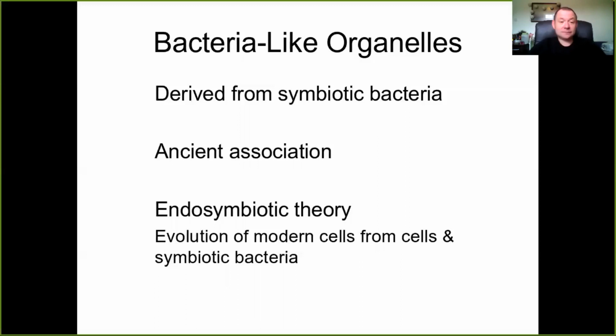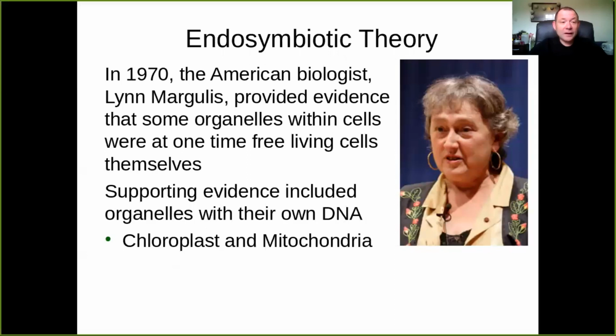Symbiotic theory: as an ancient association, eukaryotic cells are symbiotic organisms, a combination of archaea and prokaryotes. So endosymbiotic theory is the evolution of modern cells from cells and symbiotic bacteria. It was in 1970 that the American biologist Lynn Margulis provided evidence that some organelles within cells were at one time free-living cells themselves.